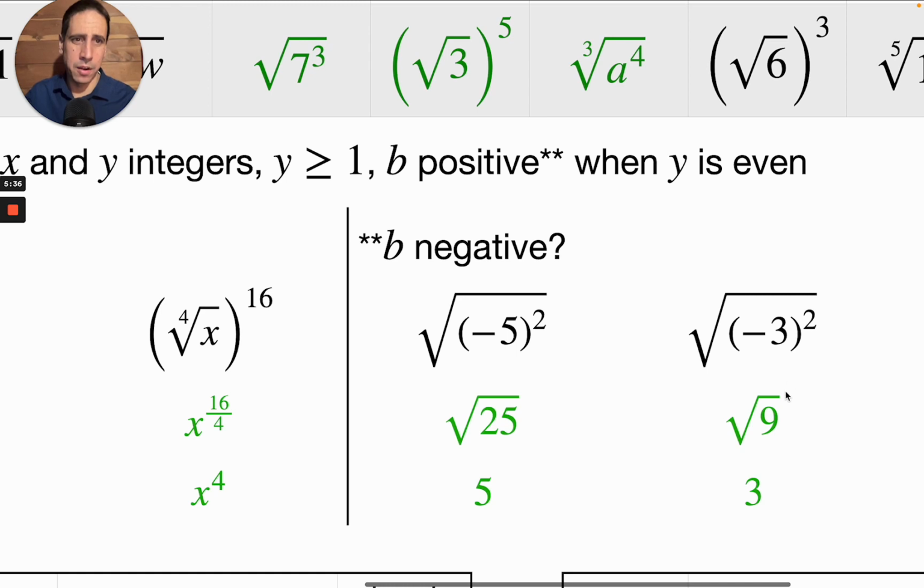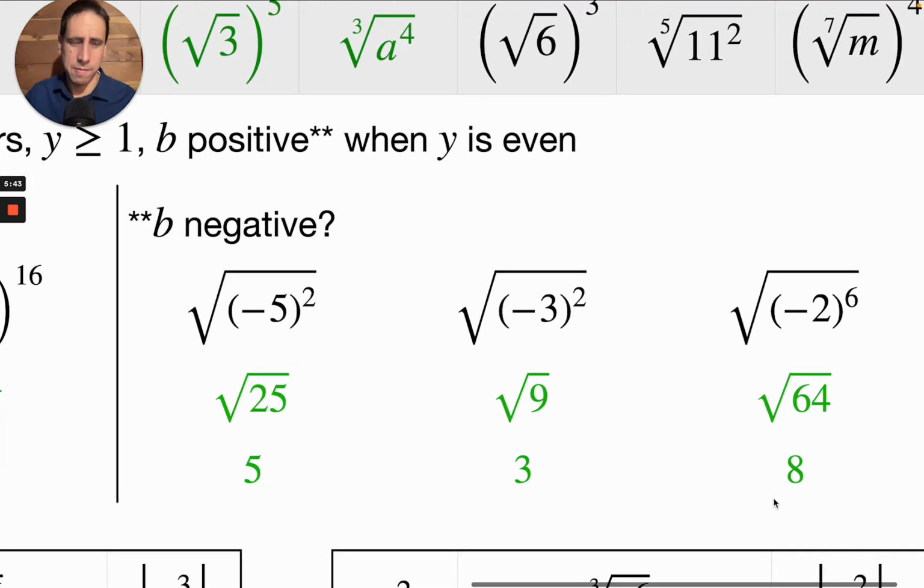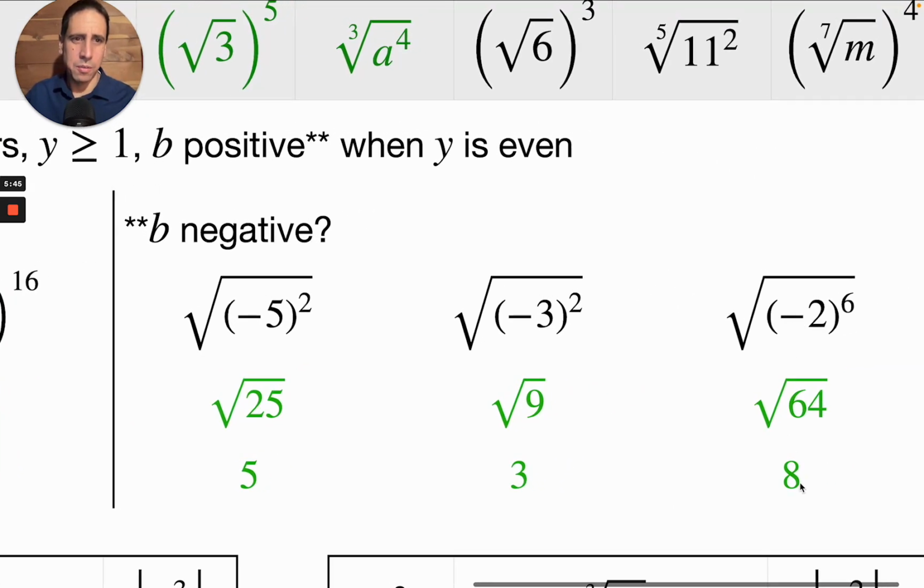Negative 3 squared is 9. Take the square root of that, you get 3. Starting with a negative, ending with a positive. Interesting. Starting with a negative, ending with a positive. Negative 2 times itself 6 times is 64. Notice there's an even number of negatives here, so they all cancel out. You get a positive number, and then the square root of 64 is 8.